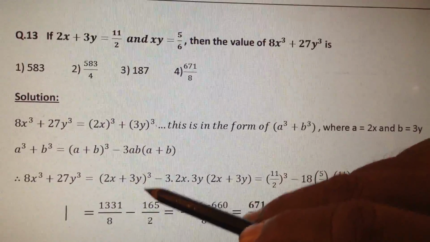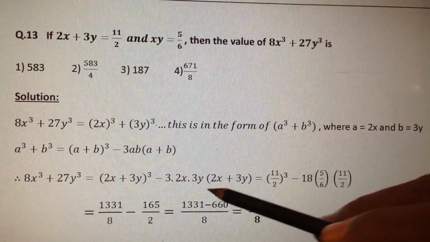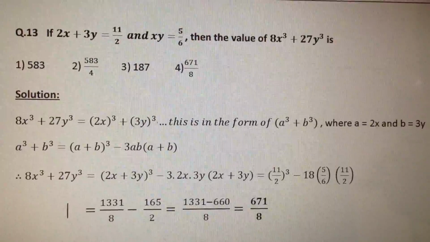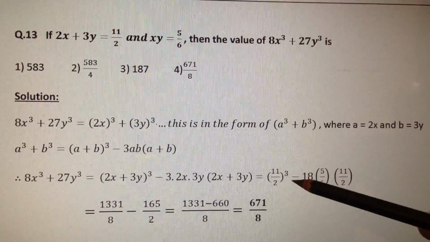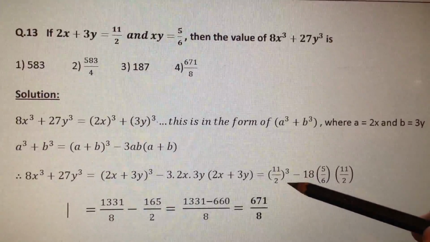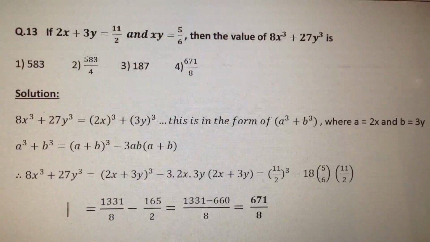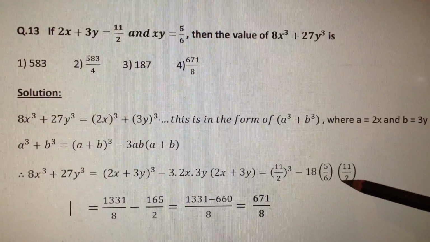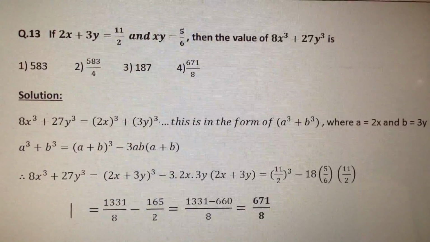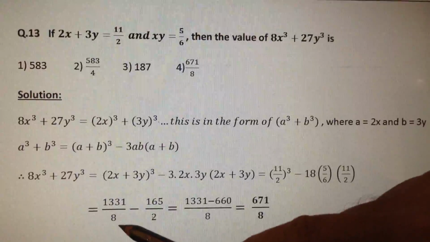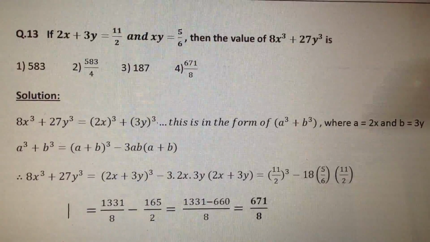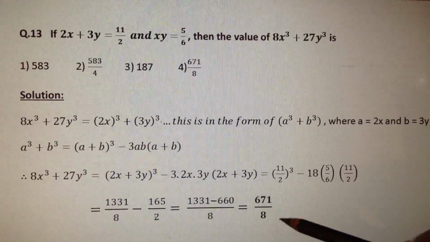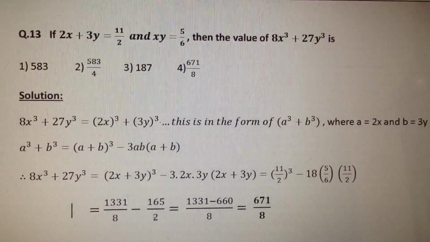Therefore, our equation 8x cube plus 27y cube is equal to 2x plus 3y whole cube minus 3 into 2x into 3y into 2x plus 3y, which is equal to 11 by 2 whole cube, because 2x plus 3y is equal to 11 by 2. It is given in the problem. So 11 by 2 whole cube minus 18 into 5 by 6 into 11 by 2, which is equal to 1331 by 8 minus 165 by 2, and the value is 671 by 8. So our answer is option number 4.